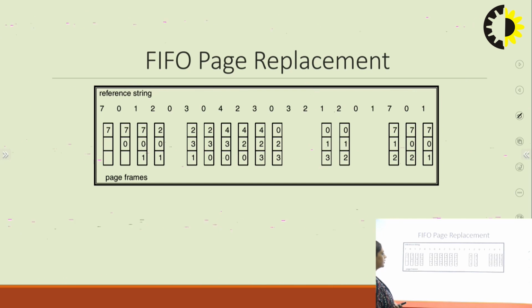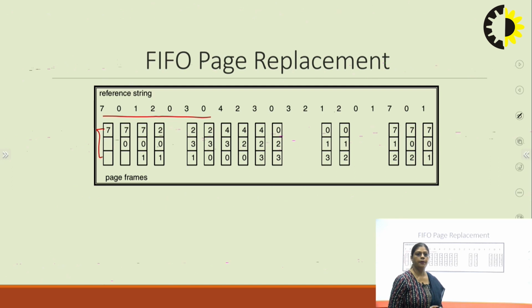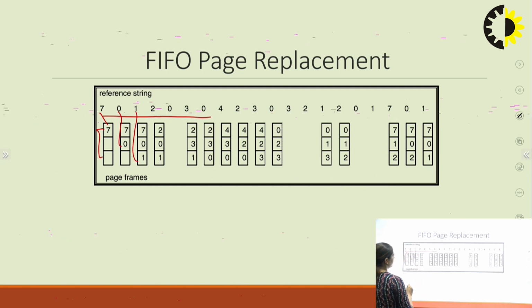Now let's take the other example. See here, the reference string is 7 0 1 2 0 3 0 4 2 3 0 3 2 1 2 0 1 7 0 1, and we are having 3 page frames, right? With the FIFO algorithm, meaning first in first out, this is how we fit these pages into the frames. 7 here, 0 next, 1 here. Now these are full. Now 2 is to be set. 2 will replace 7 because 7 is the oldest.